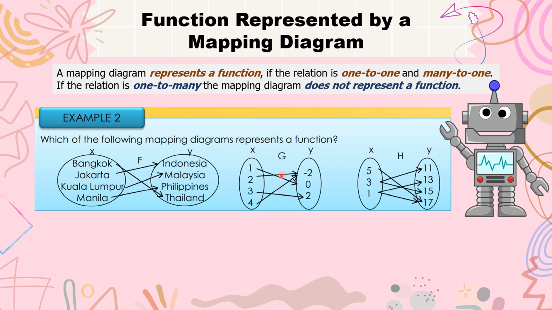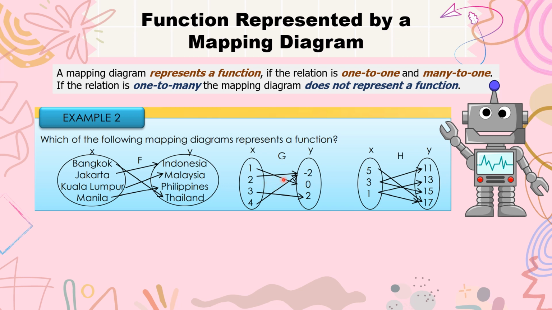Let's have relation G. Our x values are 1, 2, 3, 4, and the y values are negative 2, 0, 2. So let's check the pairing of each x values. 1 is paired to 0.